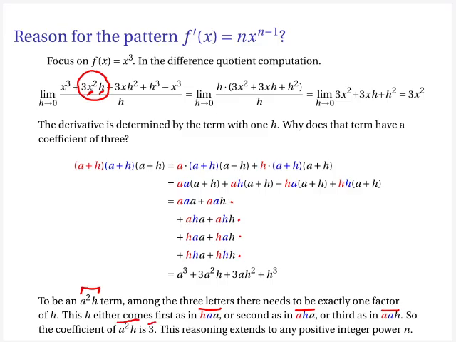And of course, that reasoning extends to any integer power. It would extend to the 4th, to the 5th, to the 6th, to the 7th, etc. So there's a reason for the formula. The formula makes sense. You can see why the formula is true. It's not just a question of slavishly following it.